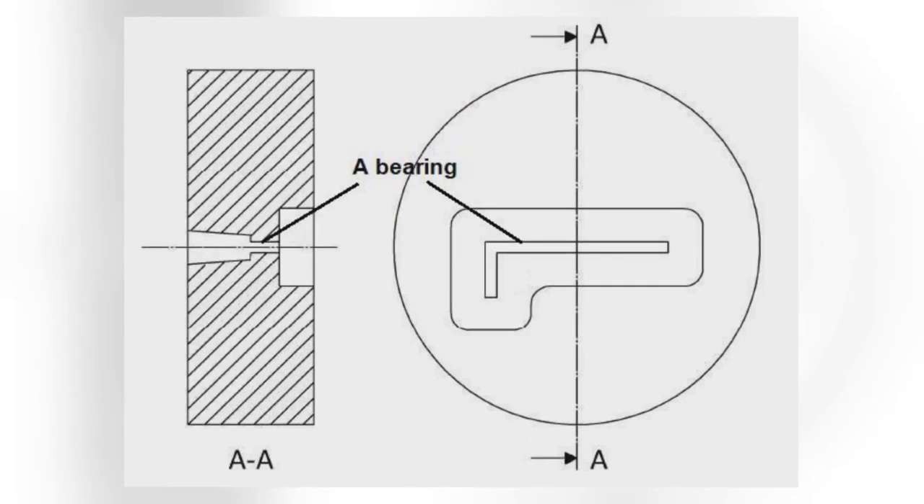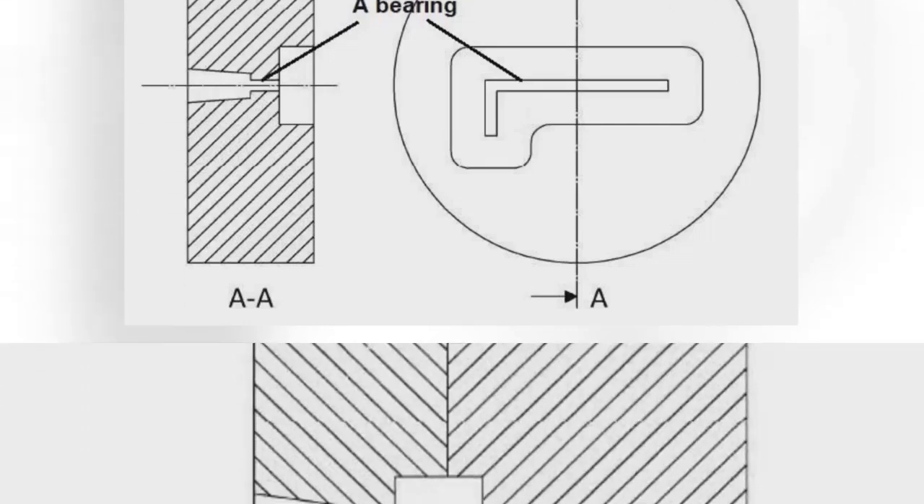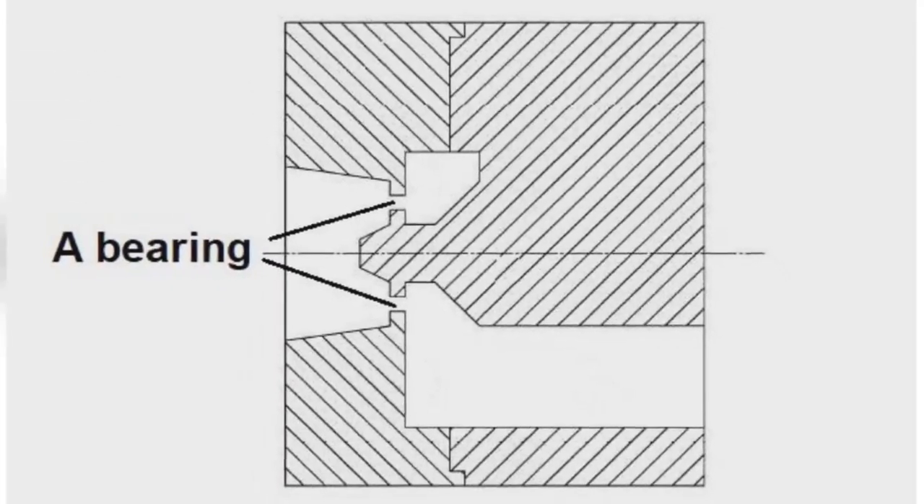journey through the die. The bearing, the last point of contact between the metal and the die, plays a crucial role in shaping the final product of the extrusion process. This figure shows the bearing of a solid extrusion die. This figure shows the bearings of a hollow extrusion die.